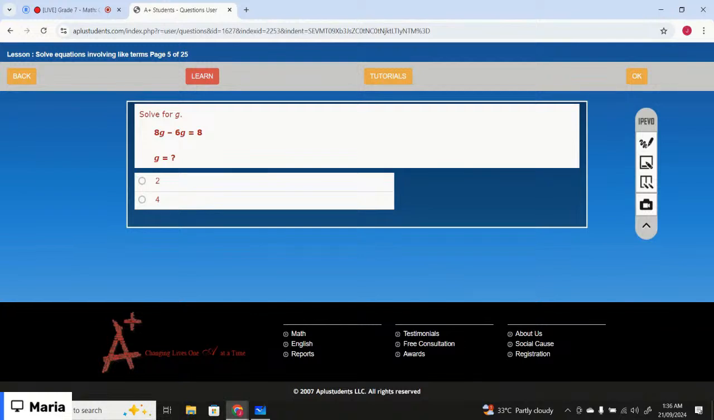Solve for G. 8G minus 6G equals 8. That is G equals 4. Option number 2 is the correct option.